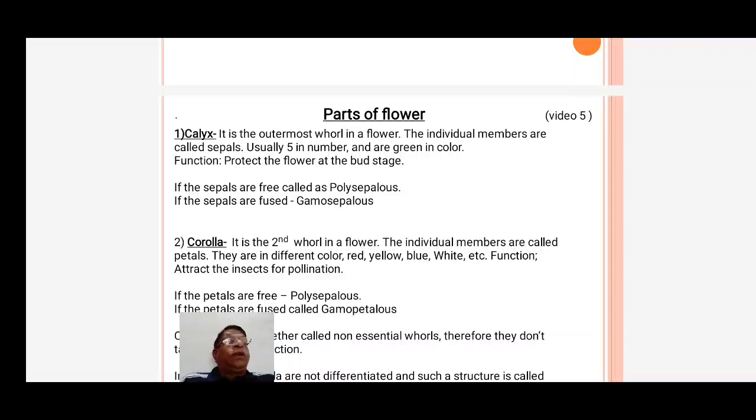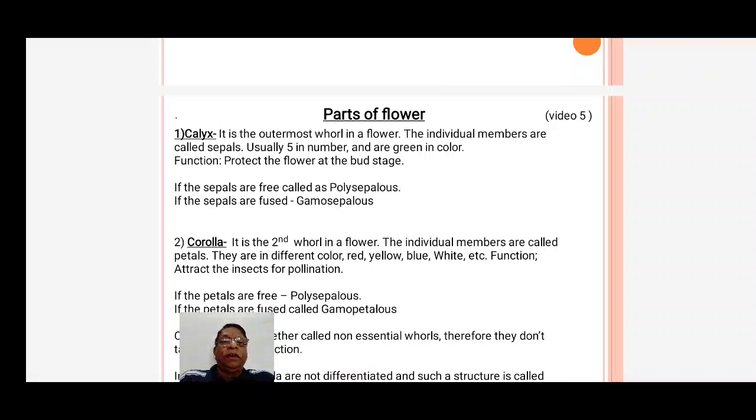Coming to the parts of flower, I told you the flower is a modified vegetative shoot meant for sexual reproduction. The typical flower consists of 4 floral parts, namely the calyx, corolla, androecium and gynoecium. Now we shall see one by one.